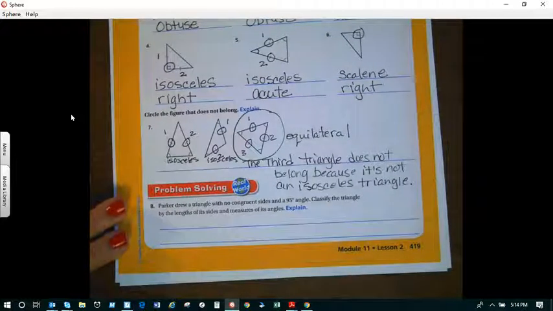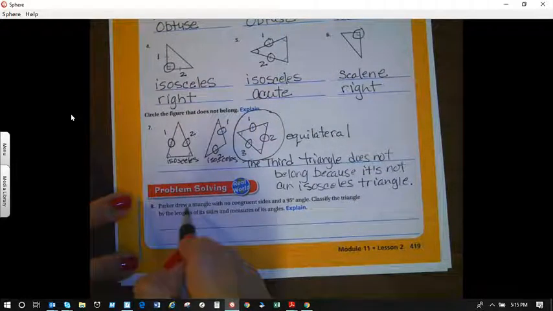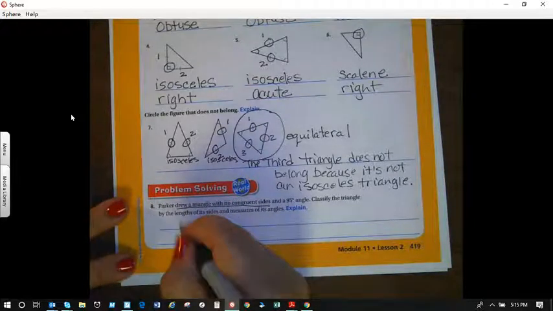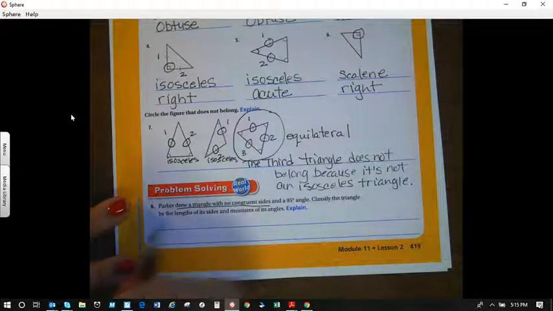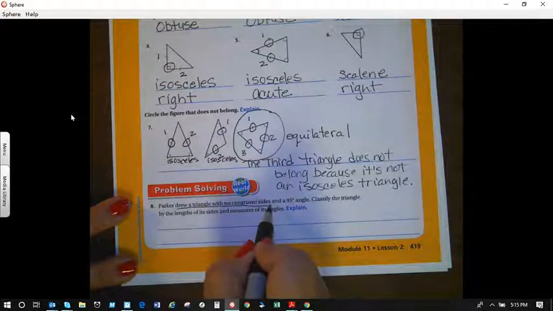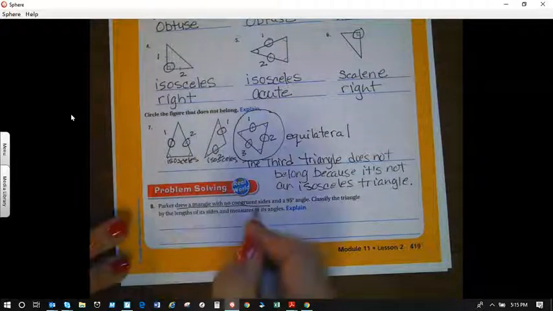All right, number 8. Parker drew a triangle with no congruent sides and a 95-degree angle. Classify the triangle by the lengths of its sides and measure of its angles. Okay, so I know that I have a triangle with no congruent sides. So what kind of triangle would that be that has no sides that are equal? Yeah, it's a scalene, 0 sides, no congruent sides.